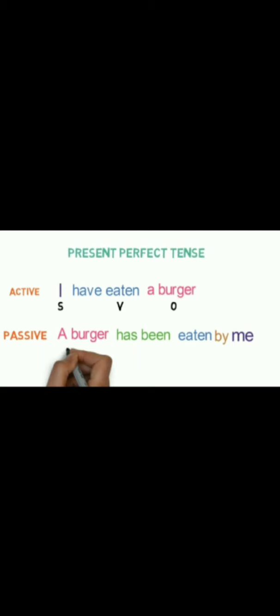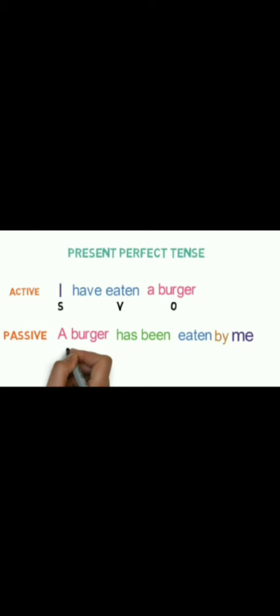Just like we have seen in continuous tense, where we added being, here we will use been, the third form of the verb be. So subject, verb and object will swap. The sentence formula for present perfect continuous tense in passive voice will become: object plus has or have plus been plus third form of the verb plus by preposition and subject.